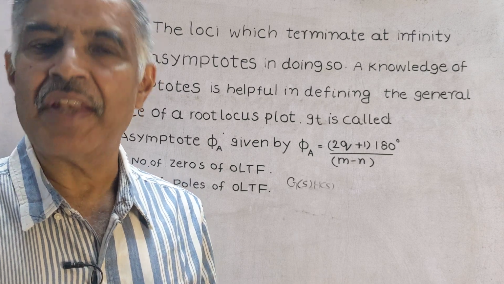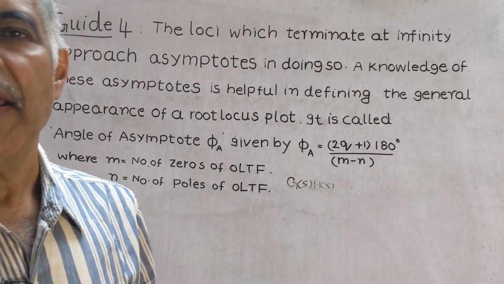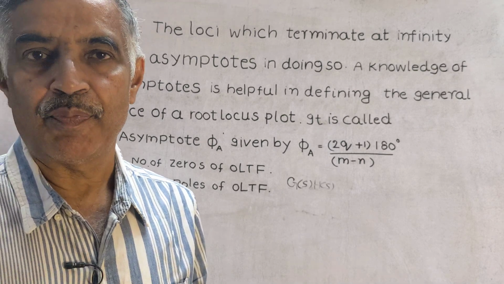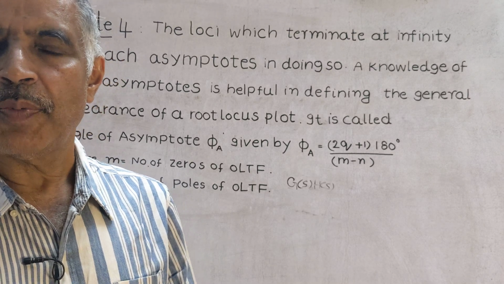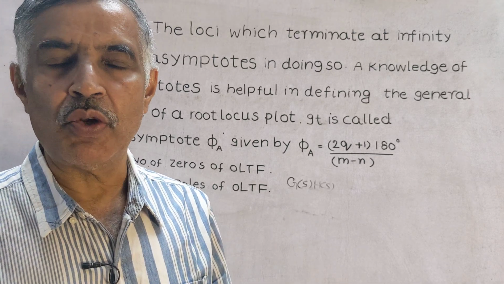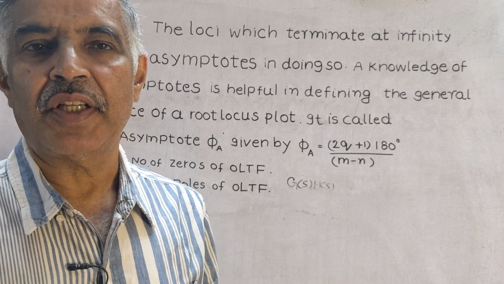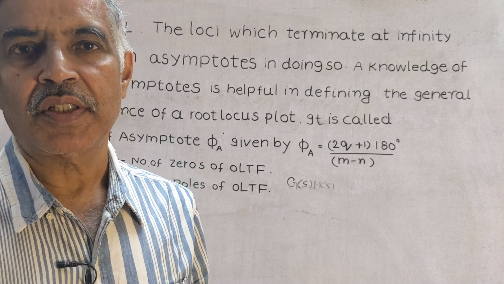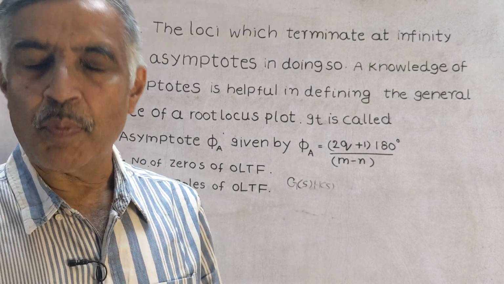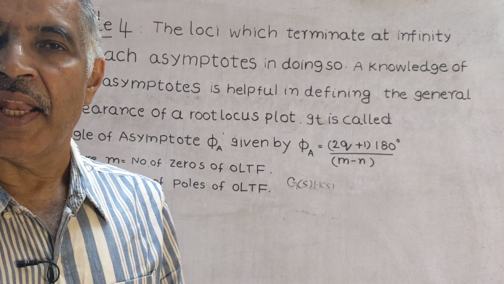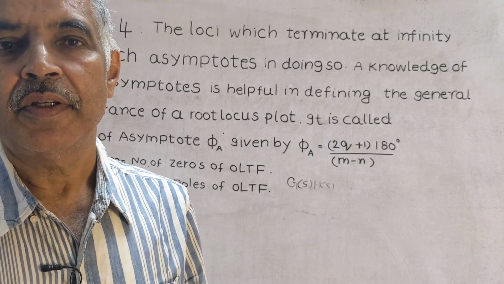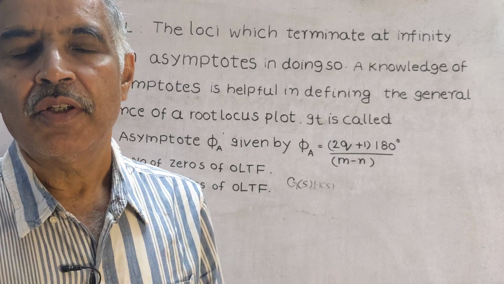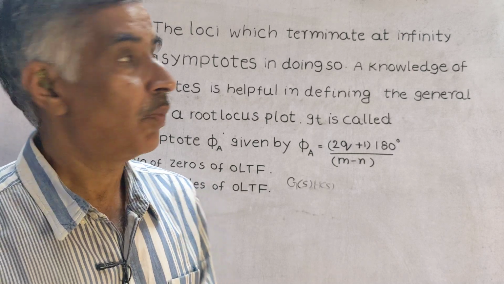If m is less than n, then n minus m branches terminate at infinity. Suppose m is 0, there are no zeros at all, then all the branches terminate at infinity. Therefore, if there are n poles and m zeros for an open loop transfer function, then n minus m branches terminate at infinity. For these branches, you are supposed to calculate what is known as the angle of asymptote.